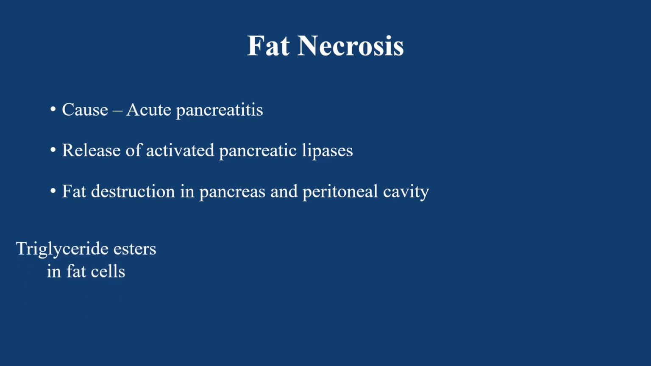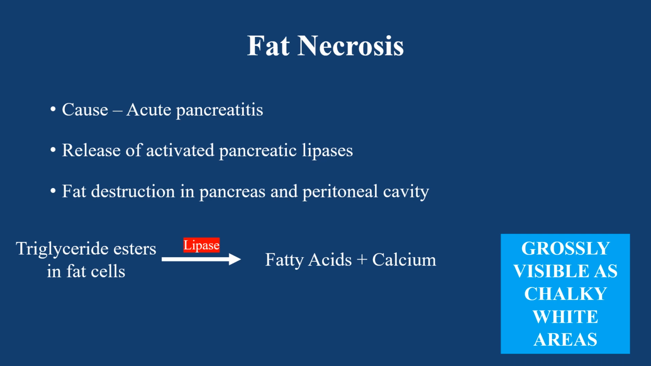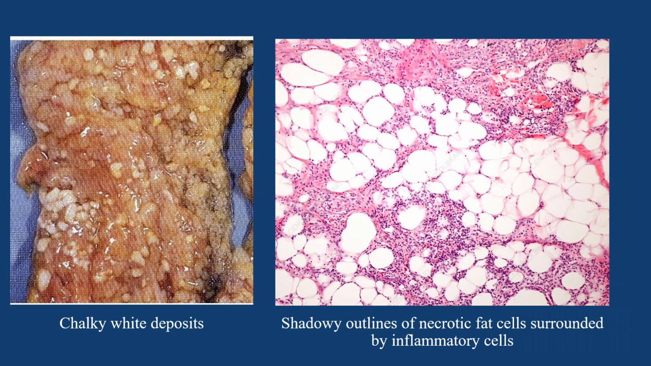What happens? In fat cells, we have triglyceride esters, and because of these activated lipases, these triglyceride esters get converted to fatty acids and calcium. Grossly, because of calcium, they look like chalky white areas. As you can see in this image on the left side, we have chalky white deposits in the peritoneum. This is an image of omentum with chalky white areas, and on the right side we have a microscopic image of fat necrosis, which is showing shadowy outlines of necrotic fat cells surrounded by inflammatory cells.